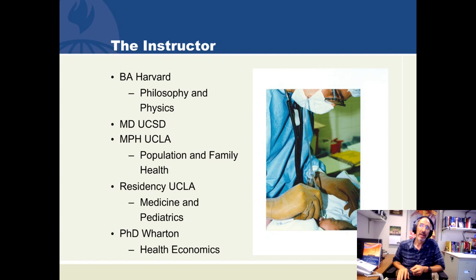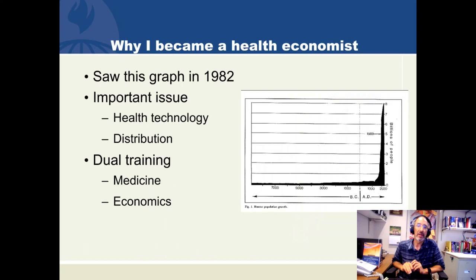Let me tell you why I became a health economist. I wanted to become a health economist way back in college, back in 1982. I was sitting in a biology class, and the instructor, a famous biologist by the name of E.O. Wilson, showed us this slide of population growth and showed that what was happening for me in 1982, right about there, was incredibly dramatic, that the population explosion of the world was dramatically different. I saw this as an important issue driven by both health technology and by distribution.